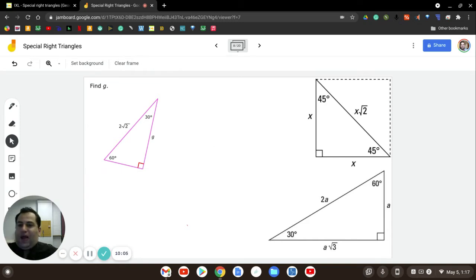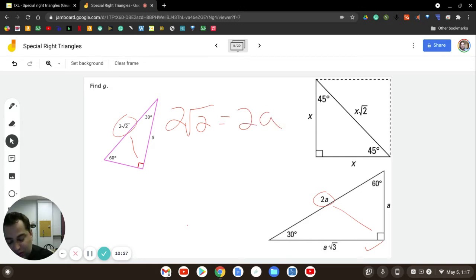All right, we are back to our 30, 60, 90 triangles. I know that I have 2 square root of 2 opposite the 90-degree angle. Opposite the 90-degree angle is 2a, so I know that 2 square root of 2 is equal to 2a. Well, I can solve for a if I divide by 2 on both sides. And I'm left with a equals square root of 2.